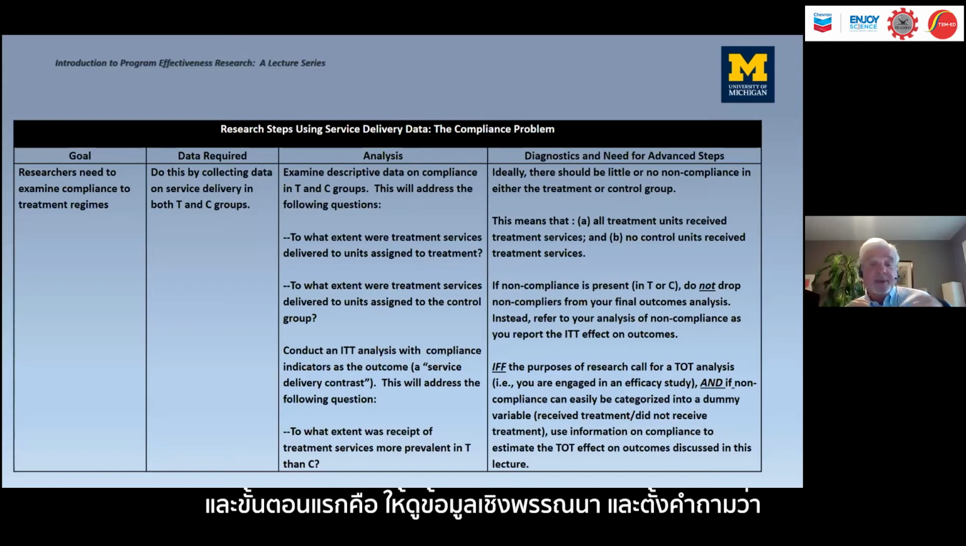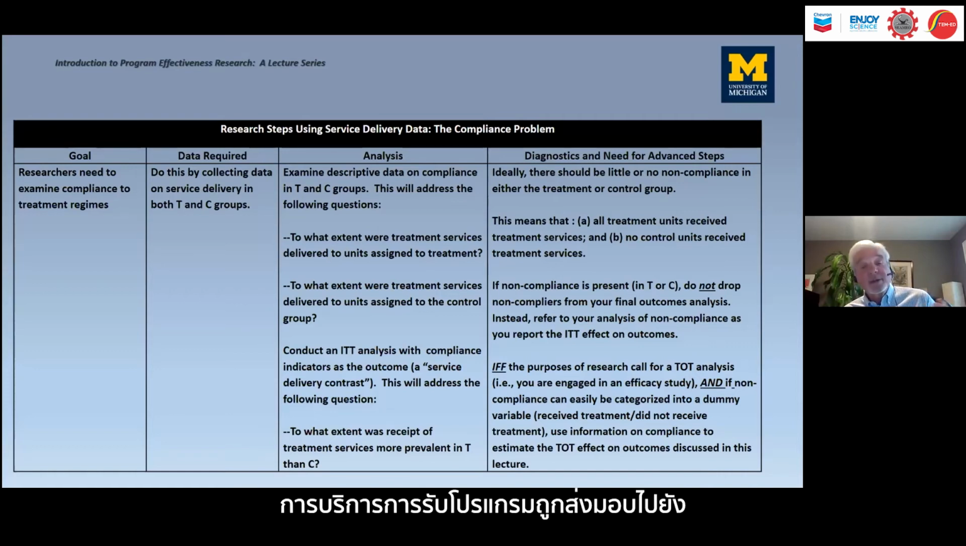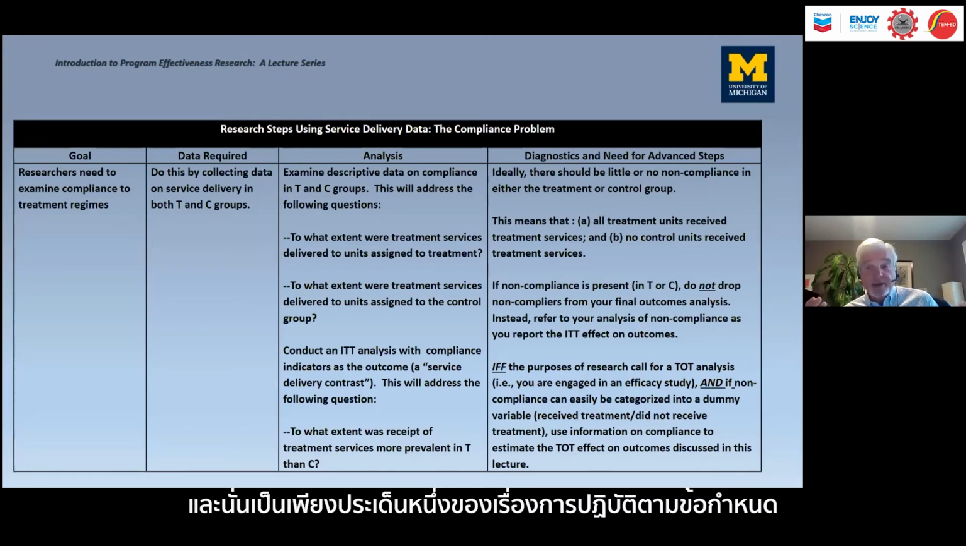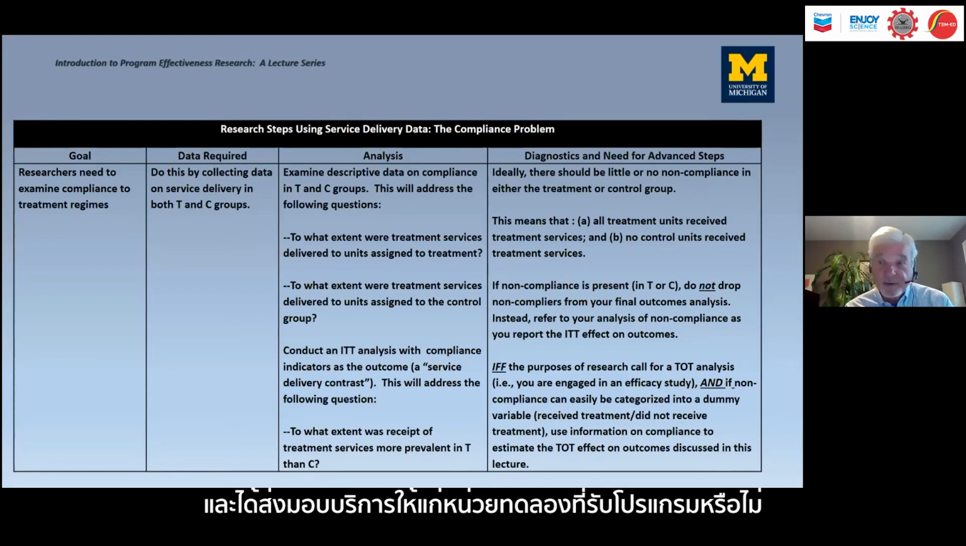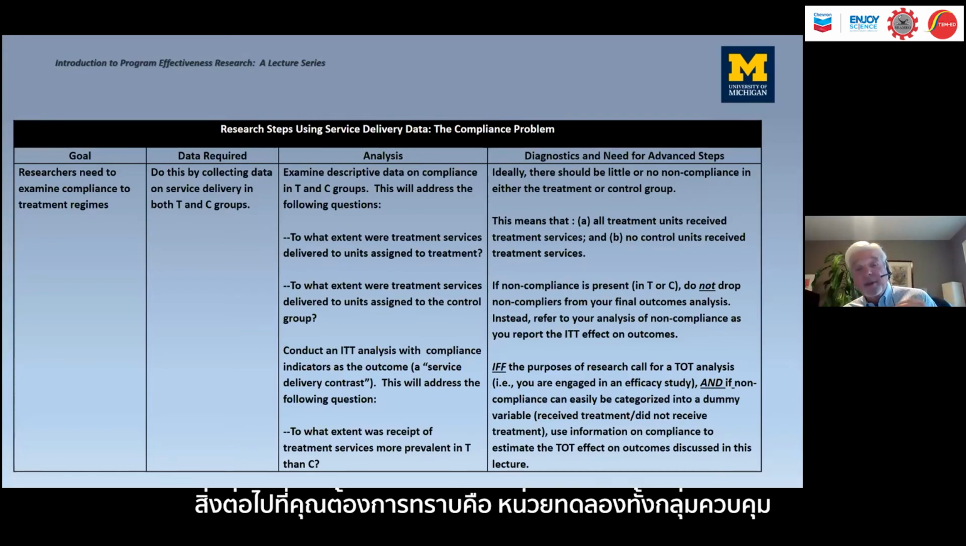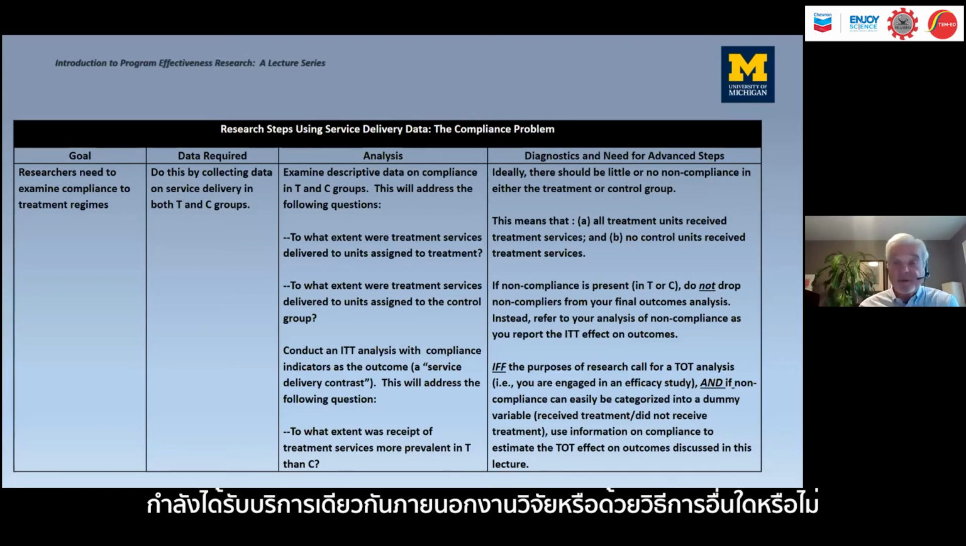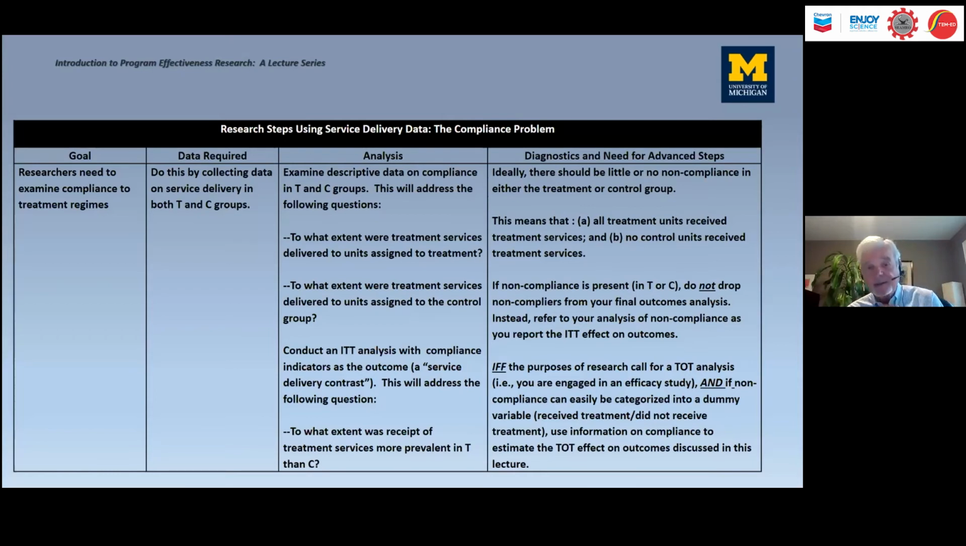And the first step is to just look at some descriptive data and ask, to what extent were treatment services actually delivered to the units assigned to treatment? And that's just a compliance issue, but it's also, do you have an intervention that actually succeeds in delivering services to the treated? The next thing you want to know is whether or not units over in the control group are actually receiving the same services outside the study or by some other means.